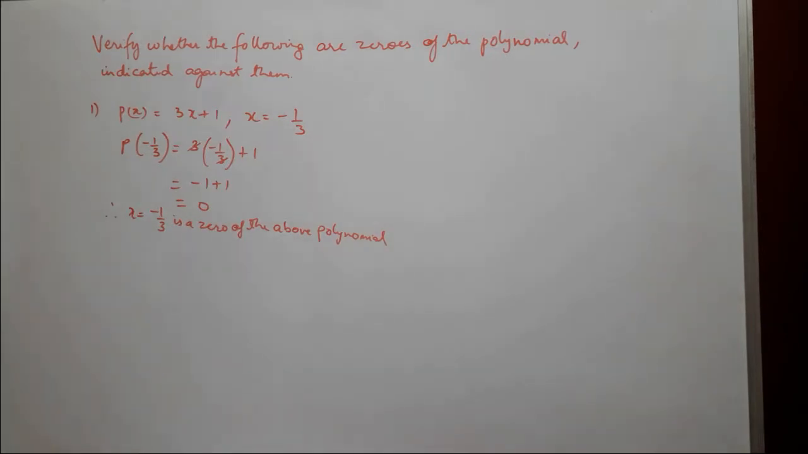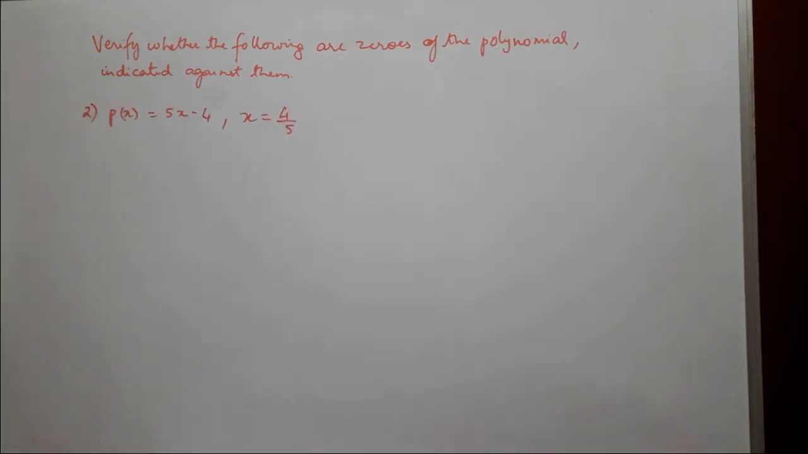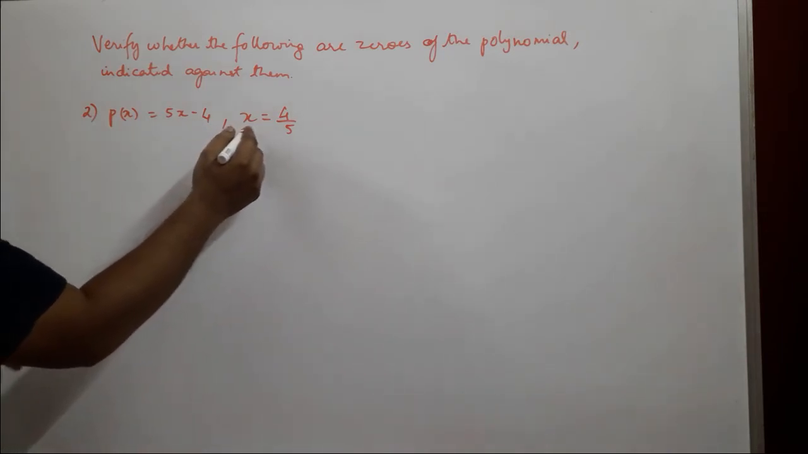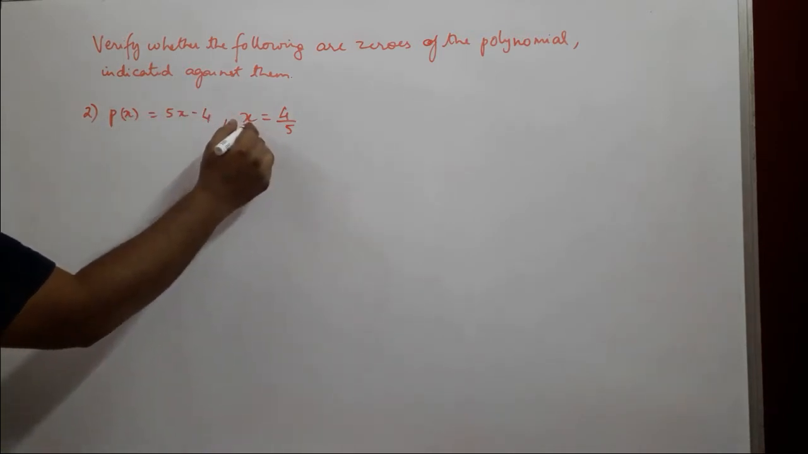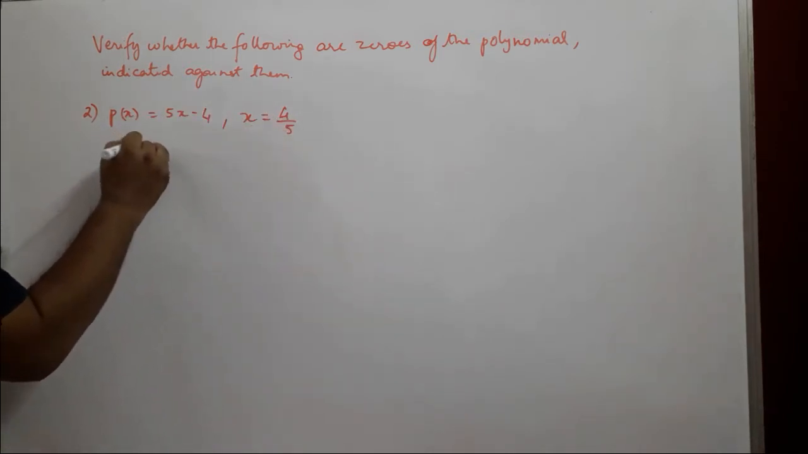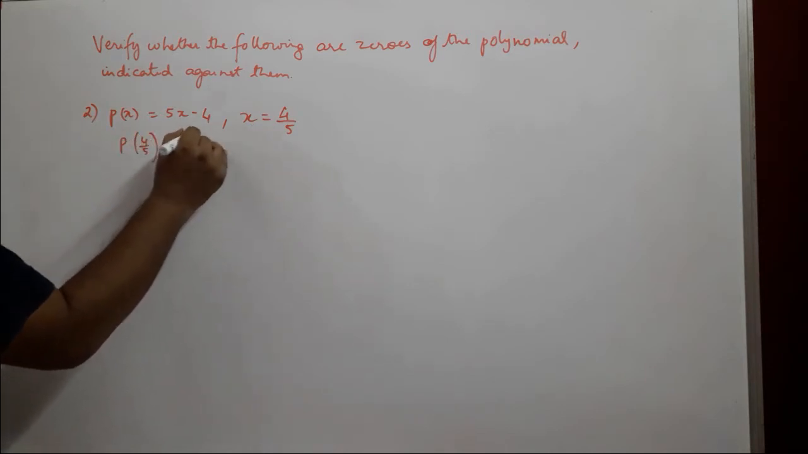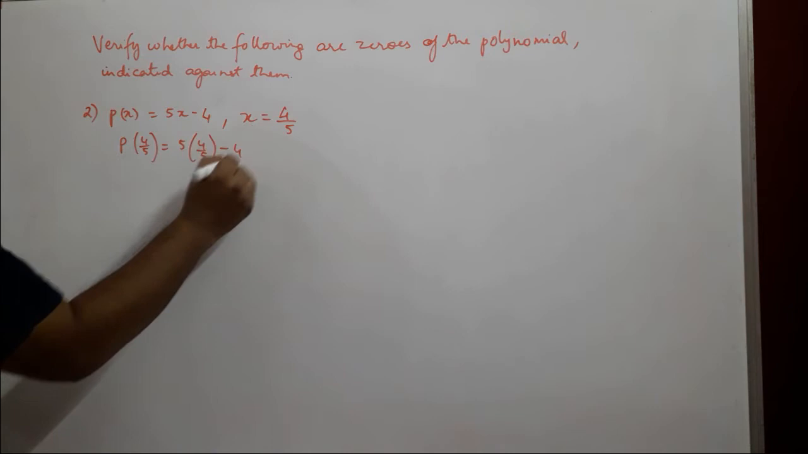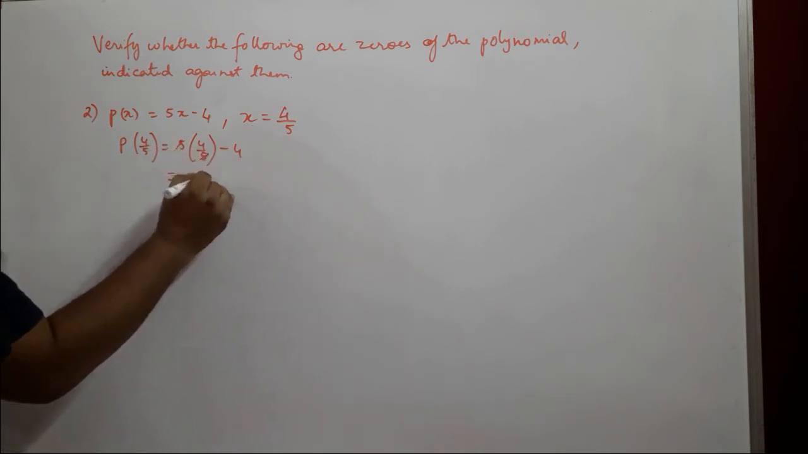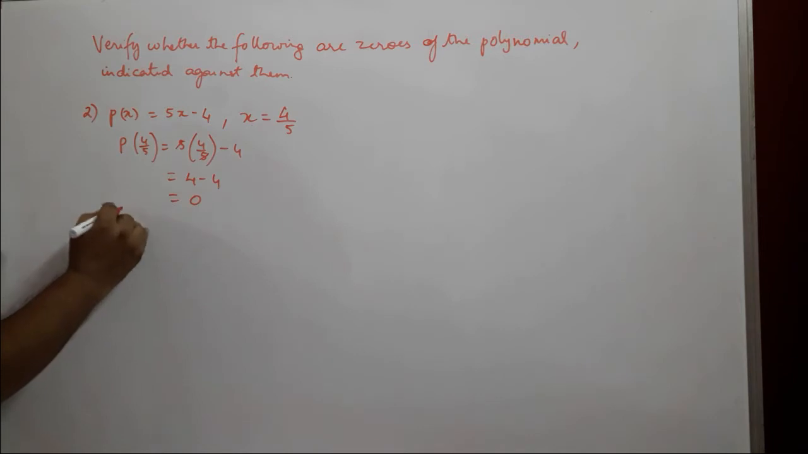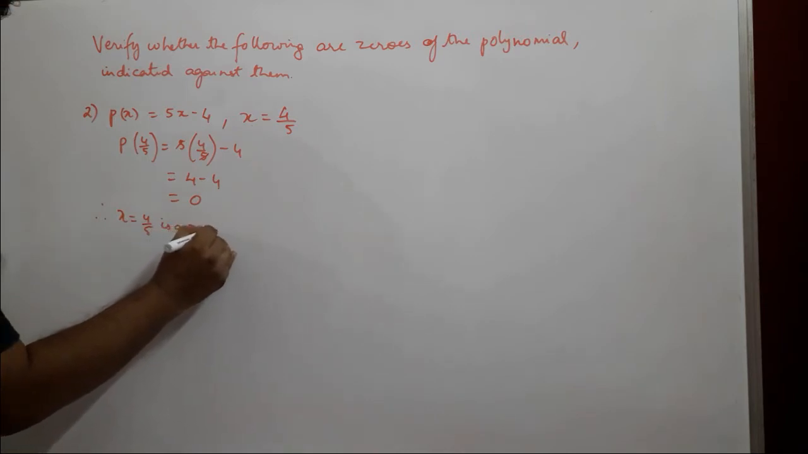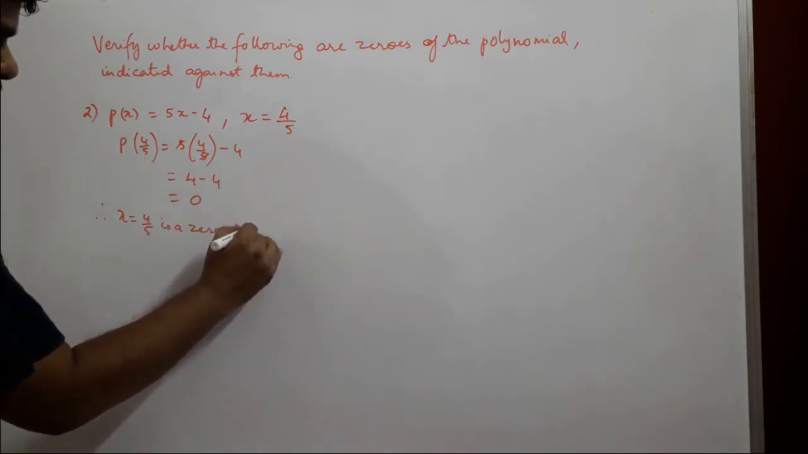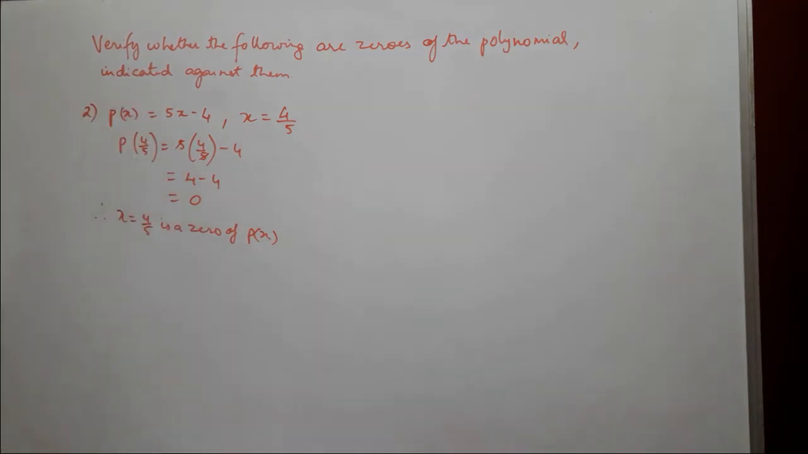Okay, let's take another question. Our next question says p of x equal to 5x minus 4, and we need to check whether x equal to 4 upon 5 is a zero of this polynomial. So we just substitute in place of x 4 upon 5. So p of 4 upon 5 equal to 5 into 4 upon 5 minus 4. 5 and 5 cancel, we are left with 4 minus 4, which is equal to 0. We can conclude therefore x equal to 4 upon 5 is a zero of the polynomial. Let's go to the next question.